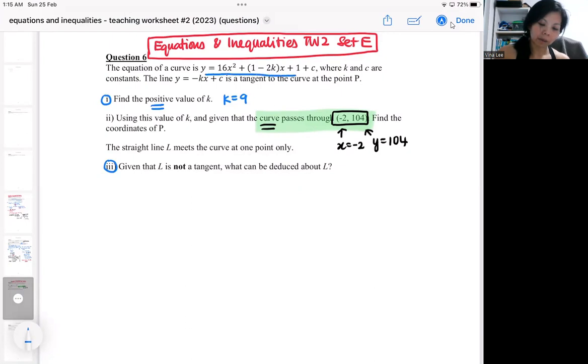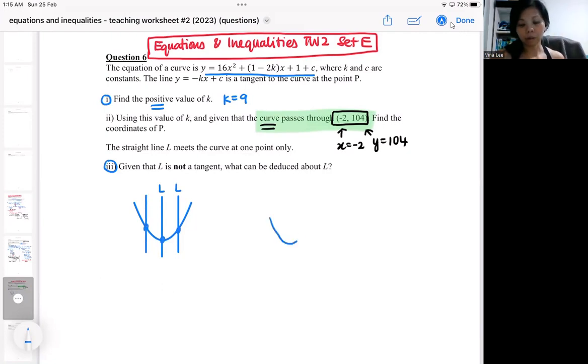What's your concept? So the curve is a smile graph. And then what kind of line can meet at one point but not be tangent? The line is actually a vertical line. Any vertical line will cut the curve at only one point. It's not a horizontal line, because a horizontal line will cut at 2 points. So what can you deduce about L? L is just a vertical line, that's all.